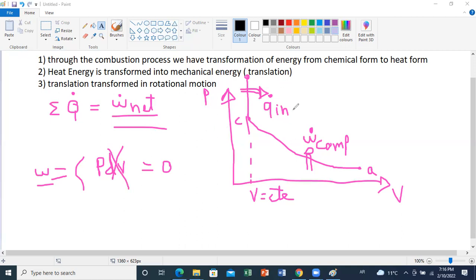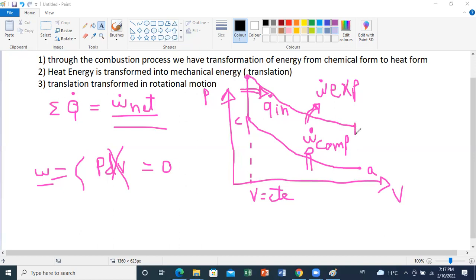Now, in the expansion phase, I will have what? Here I will have production of work. So I will have W dot expansion. And of course, W dot expansion will be much larger than W dot compression. Of course, this is logical, but how can I graphically demonstrate this?